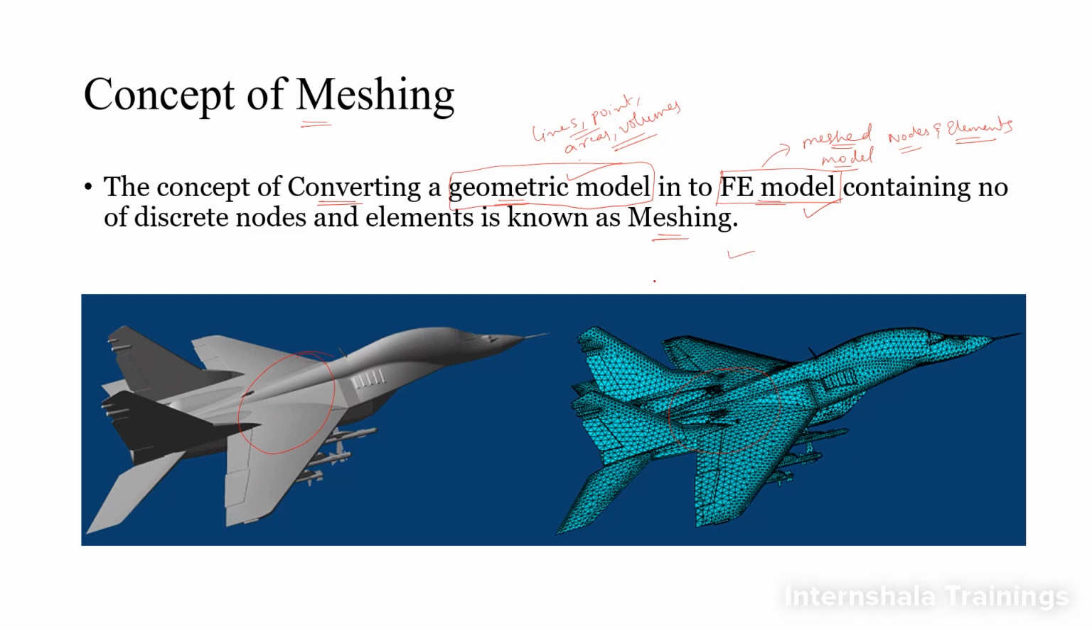Then what are nodes and elements? Nodes are nothing but the points which divide the elements, and the elements are nothing but the areas or the volumes or the lines into which the object is divided into. That particular thing can be called as an element, right?